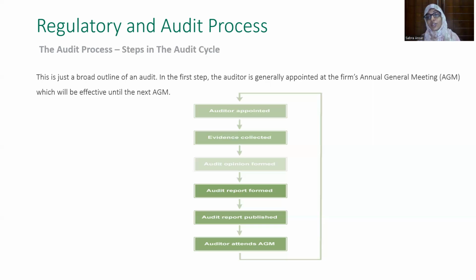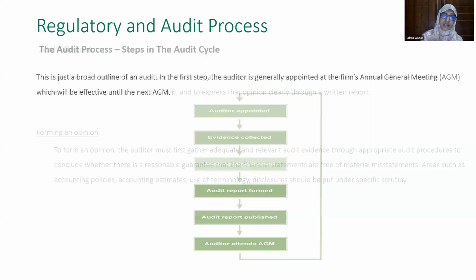Then this audit report will be published, and the auditor will attend an AGM where they will be reappointed, or if there is an issue, they won't be appointed or someone else will be appointed. So these are the basic steps in the audit cycle.